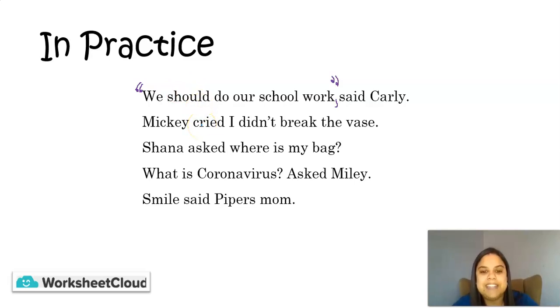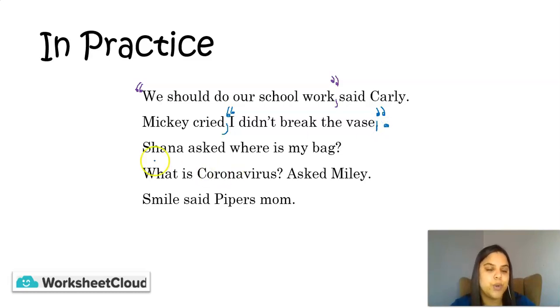Mickey cried, "I didn't break the vase." So, Mickey cried. Cried is indicating the beginning of the exact spoken word. So I know my comma must come there. And then I'll have open inverted commas with I didn't break the vase, close inverted commas. Very good, grade 4s. Remember inverted commas and then the full stop after it, okay? So even though I have the full stop in already, I must know that it must come afterwards. So I'm going to take that one out.